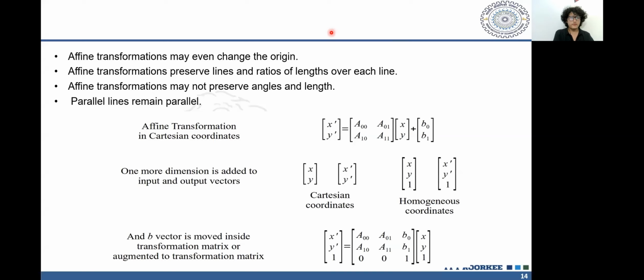If the affine transformation involves the translation factor, then it may even change the origin of our whole reference frame. So affine transformations also preserve lines and ratio of lines, but they may not preserve the origin, and the rest of the other things that are preserved in the linear transformation are also preserved in affine transformations. Only thing is that the origin may change if we are adding some offset to it.